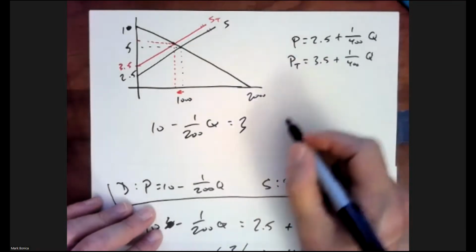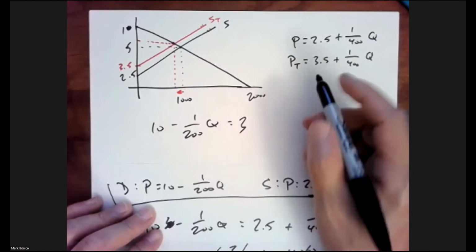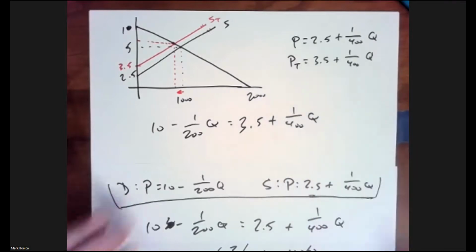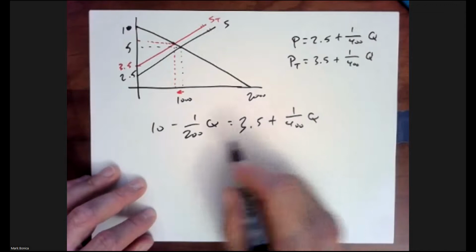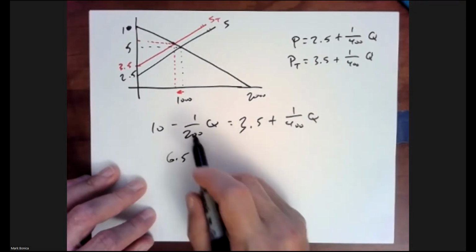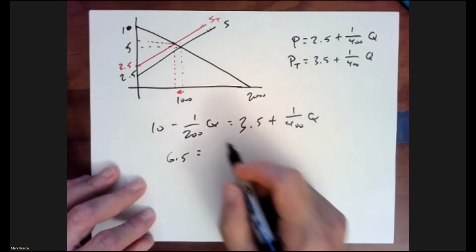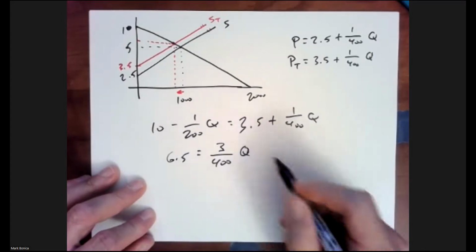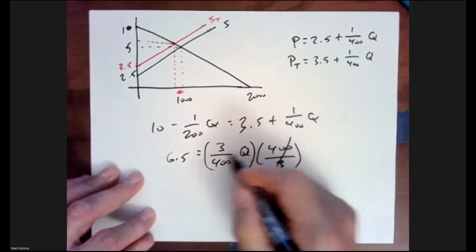But now we're going to use the new tax supply curve, which is 3.5 plus 1 over 400 Q. And now we have to solve again for the new Q. So 10 minus 3.5 is 6.5. Add 2 over 400, right? I'm going to convert that into 2 over 400 so I can add it over here. And back to 3 over 400 Q. Multiply both sides by 400 over 3 in order to cancel.